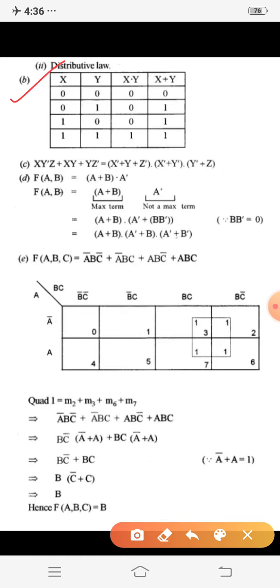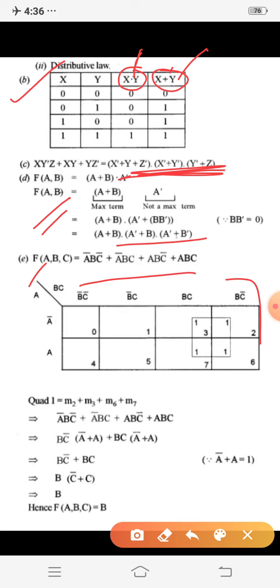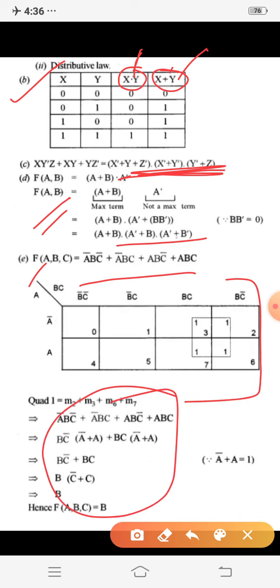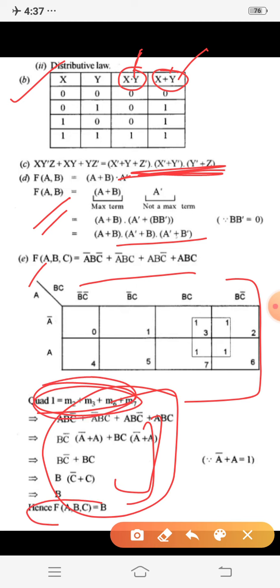This is for disjunction and for conjunction and for disjunction sign. Then for C, find out the complement. Then for the next question, canonical POS. Then for E part, solve it using K map. This is the output. And remember, you need not solve it in this way. You can directly write the answer also, because this question is in 2 marks only, so no need to solve it properly. After writing this line you can directly write B, and hence F(A,B,C) is equal to B. So this is the final answer.